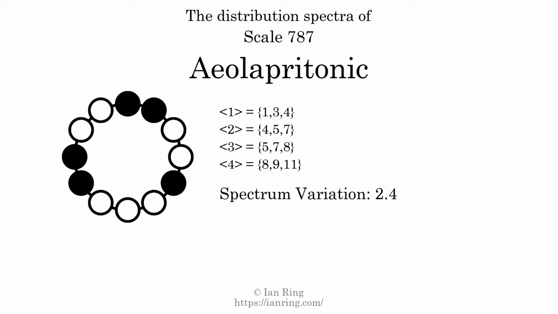The spectrum variation is the sum of all the widths, divided by the number of tones. The spectrum variation of this scale is 2.4. Since the variation is greater than 0, this indicates that the scale is not perfectly even.